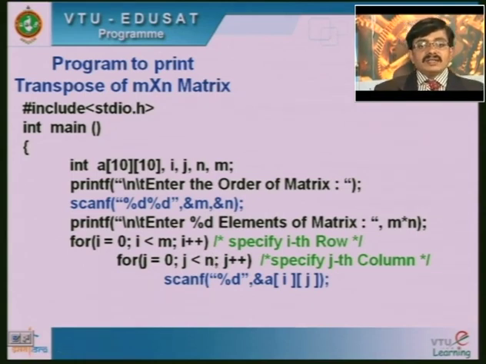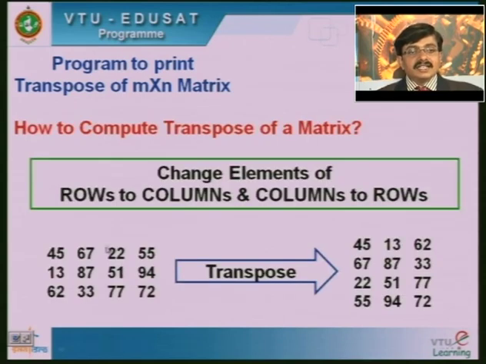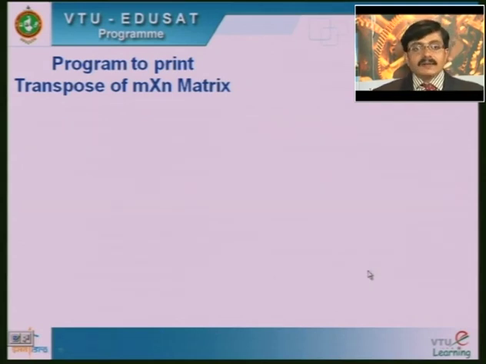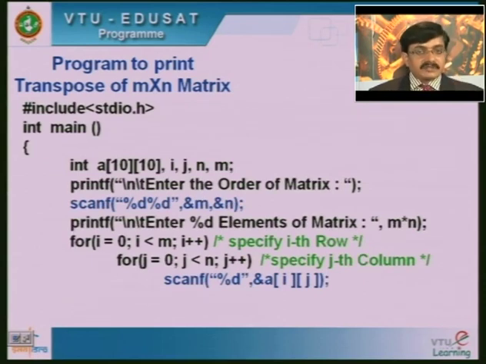Now, when you are storing the elements here, they will be stored in consecutive memory locations only. If these are the elements, first 45, 67, 22, 55 will be stored, immediately followed by 13, 87, 51, 94, and further followed by 62, 33, 77, 72. This is exactly how it is getting stored in the memory. But when I am printing, this printing says that this is the normal original matrix, and printed this other way, this says that this is the transpose of a matrix. So this is the way I am going to read the elements of the matrix.